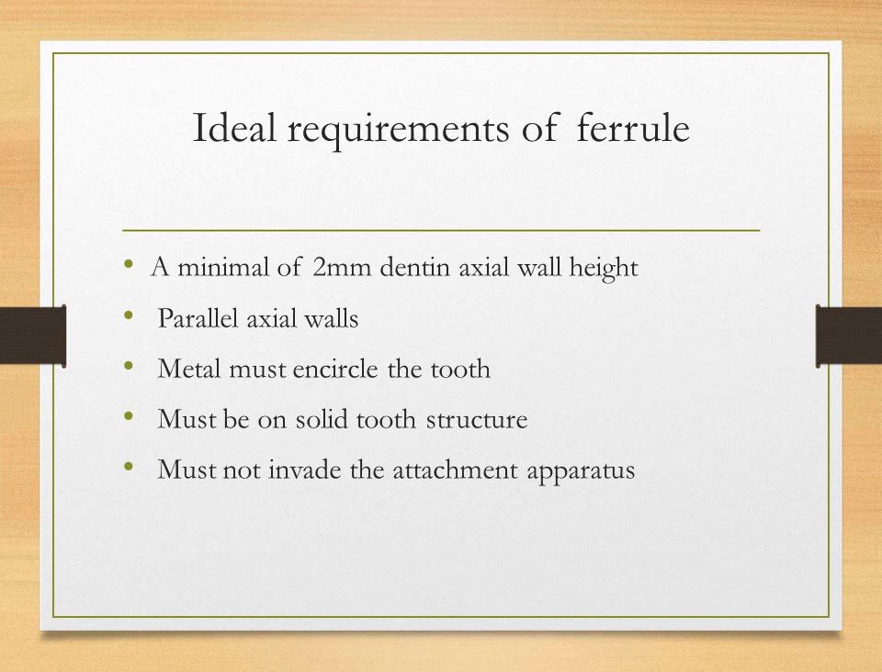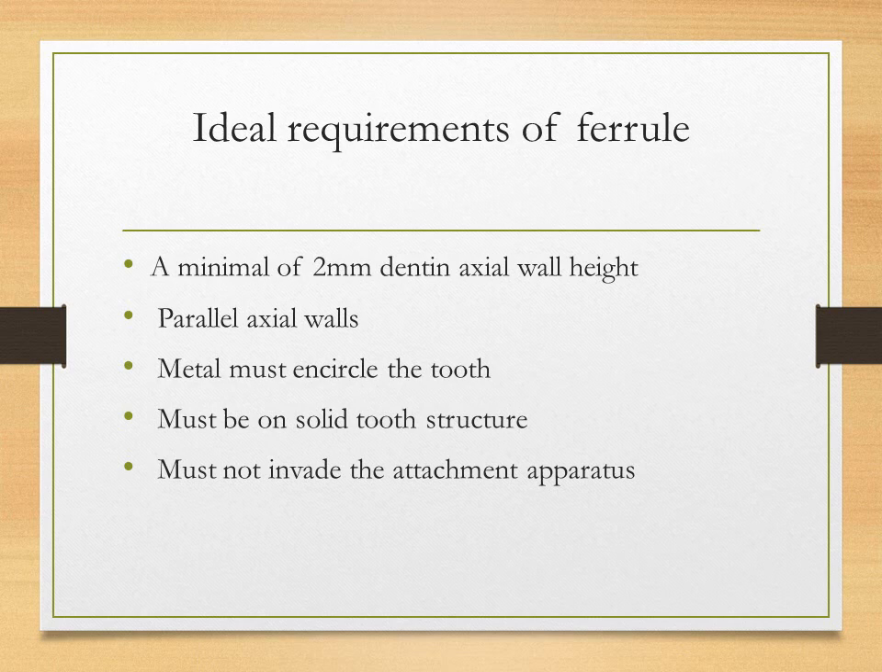So what are the ideal requirements of a ferrule? A minimum of 2 mm of the axial dentinal wall height. Of course, this is not possible in all cases, so we tend to give the ferrule on whichever surface is possible. Sometimes the tooth is broken in such a way that palatally it is approximating the cemento-enamel junction. Even after crown lengthening, if you are not able to get a healthy amount of tooth structure, we ignore making a separate ferrule for the core on the palatal side, but we prepare the ferrule on the labial and the proximal sides. A little ferrule is better than no ferrule at all, is what I am trying to say.